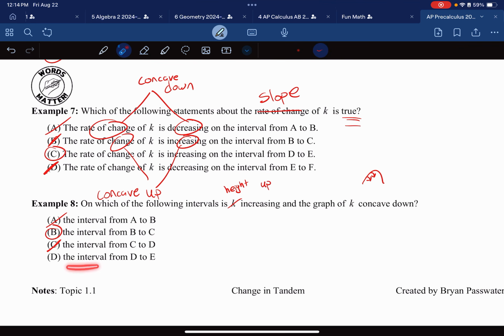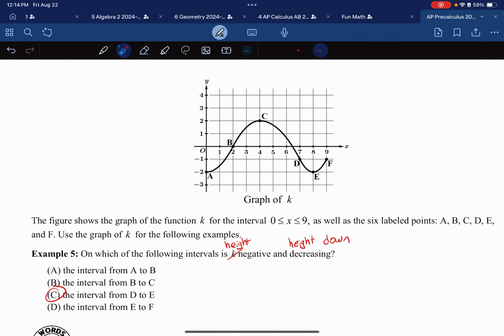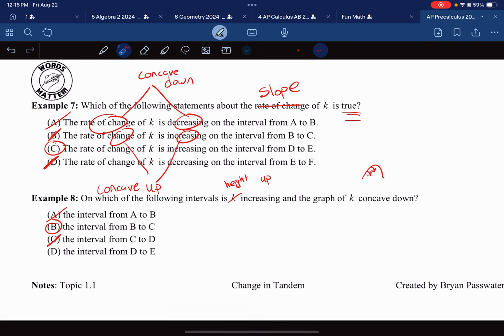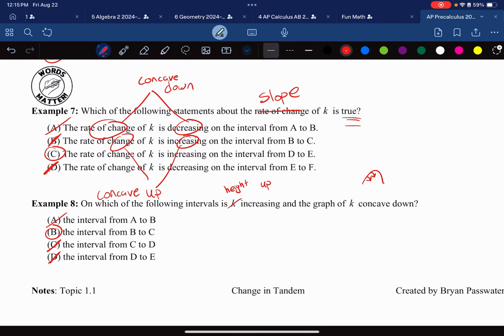What about between D and E? Between D and E, the height is going down. It's wrong for the exact same reason. I should be increasing, with a height that's going up here, but I'm going down here. Therefore, we're incorrect, and it's not D. We can cross it off. It was B. Last page.